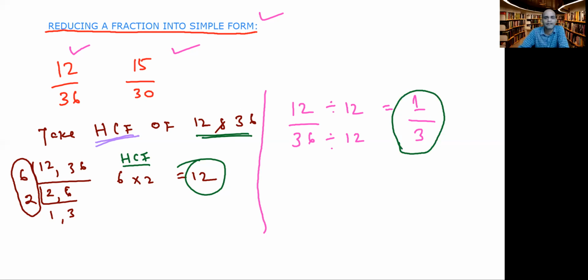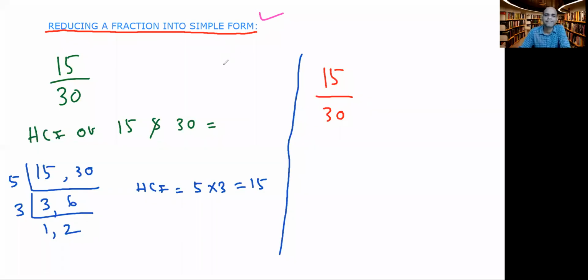Now let us take another example, that is 15 by 30. Take the HCF of 15 and 30. It can be divisible by 5, then again by 3. That is 3 and 6, so it is 1 and 2. Now the HCF of 15 and 30 is 5 and 3, that is the multiplication of 5 and 3, that is 15. So HCF of 15 and 30 is 15.